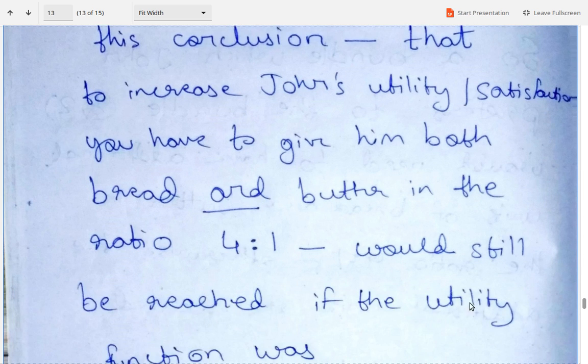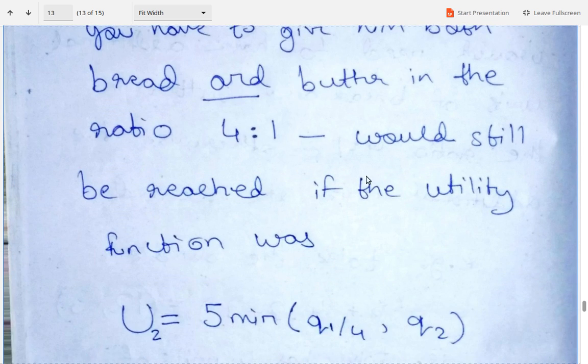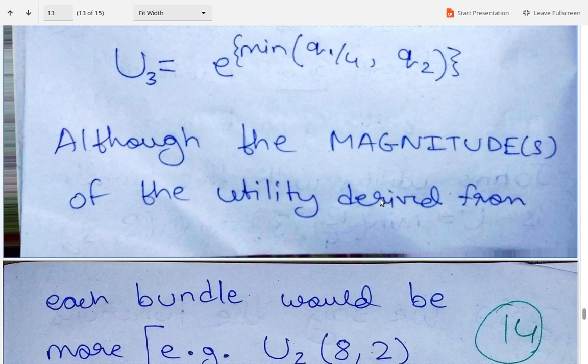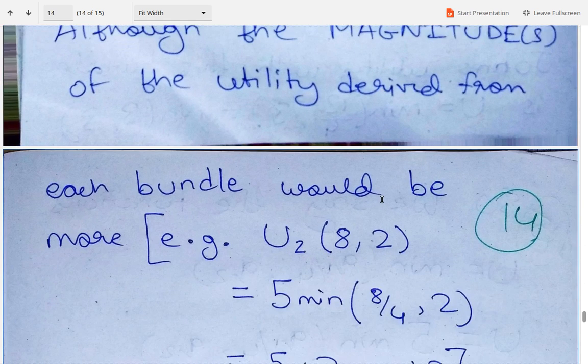would still be reached if the utility function was any of the following. u2, an alternative utility function, is equal to 5 times the minimum of q1/4 and q2, or u3, yet another utility function, is equal to e to the power, the natural exponent to the power, minimum of q1/4 and q2. Although the magnitudes of the utility derived from each bundle would be different.